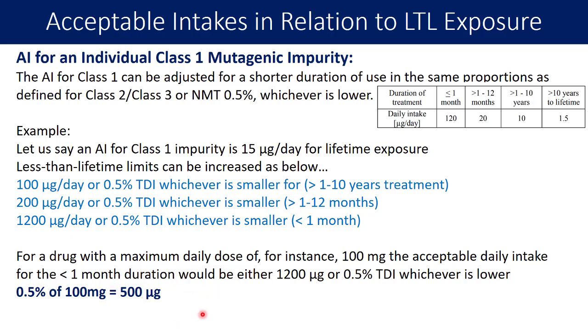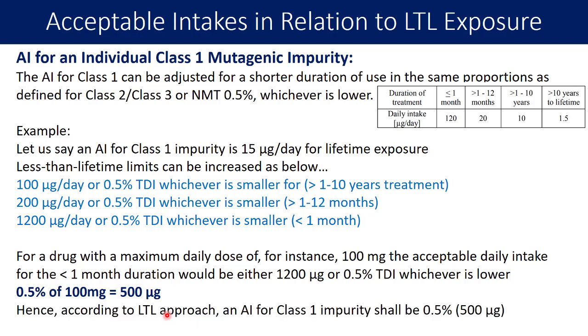So which one is smaller now? Is 1200 microgram smaller or 500 microgram smaller? Absolutely, 500 microgram is smaller. So what is going to be the limit now? The limit according to the less than lifetime approach is going to be the 0.5% for this particular impurity. I hope you understand.